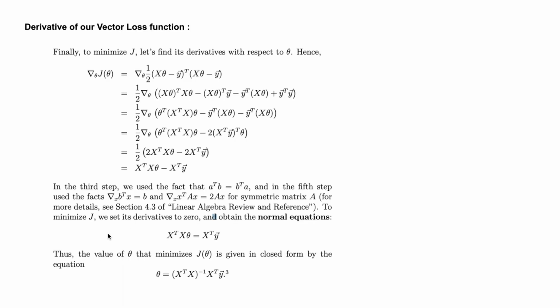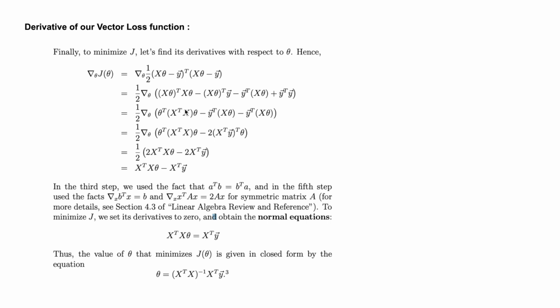Similarly we will do it for J of theta. The derivative with respect to theta of 1 by 2, x theta minus y transpose into x theta minus y. Once you just do this step by step, which is explained here, you will get this term. I will not explain this. You can do it on rough paper.